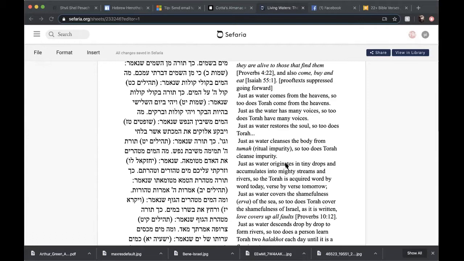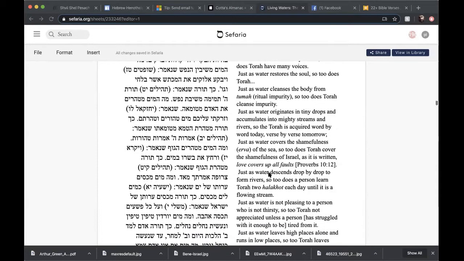Just as water restores the soul and gives you life, so does Torah and wisdom give you life. It actually restores you. Just as water cleanses you, so does Torah, meaning wisdom, cleanse you. Just as water originates in tiny drops and then accumulates into a big stream and river, so too is Torah acquired by learning a word today and a little thing here and a little thing there, and then after a while it accumulates to a big stream.